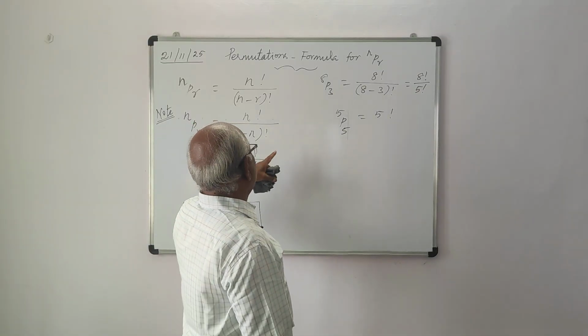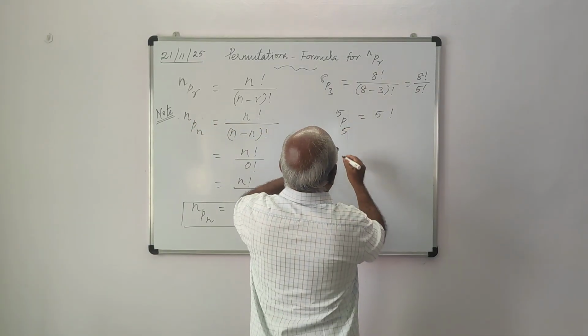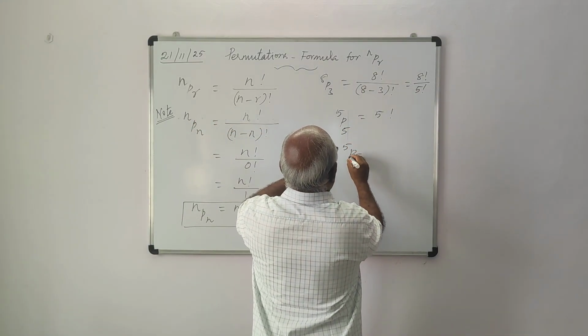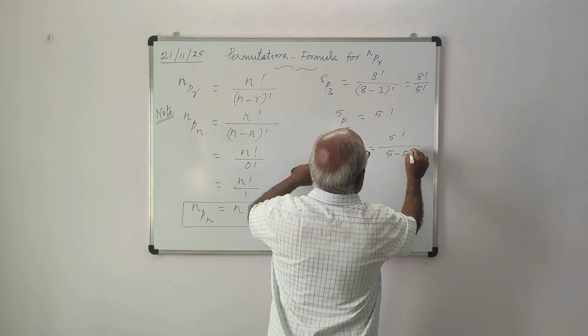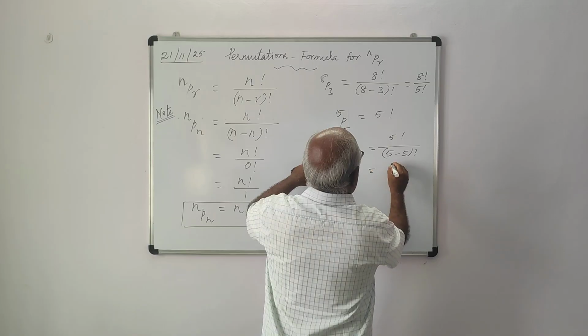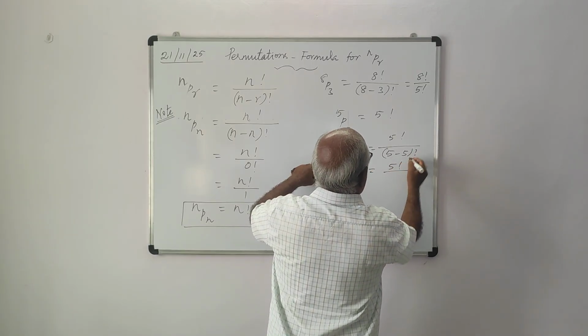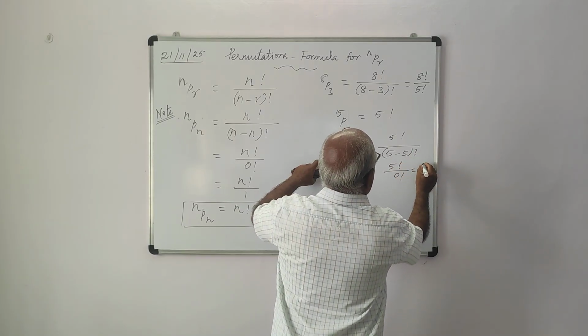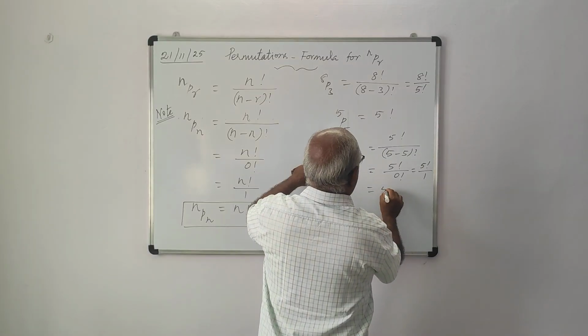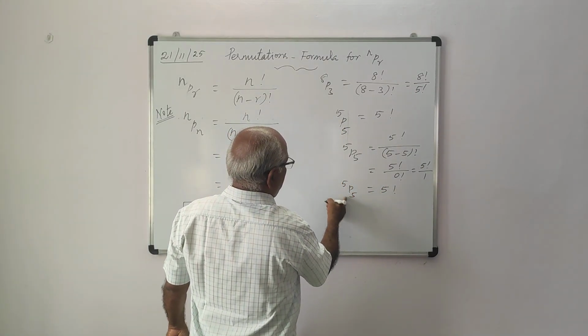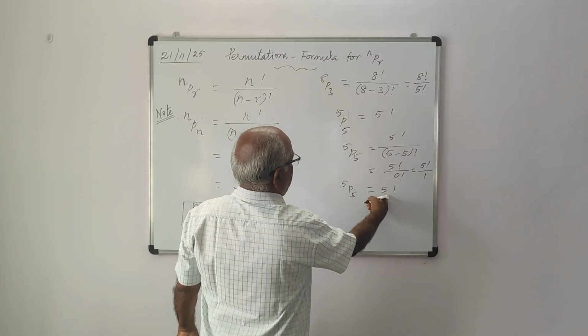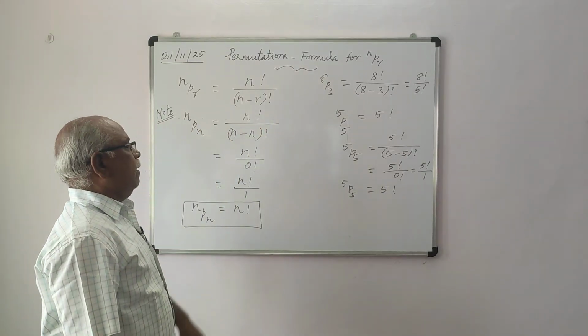Similarly, 5P5 is 5 factorial. By definition, 5P5 is 5 factorial by 5 minus 5 factorial. That is 5 factorial by 0 factorial. 0 factorial is 1, so 5 factorial by 1 is 5 factorial. So if both r and n are equal, n factorial is the formula.